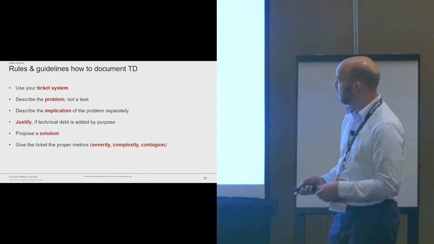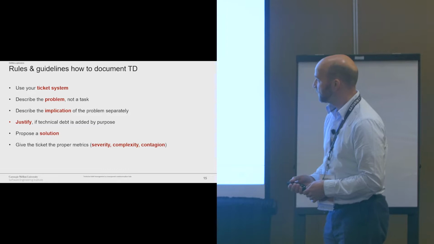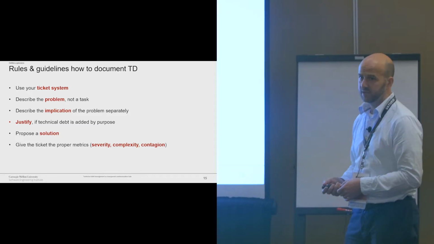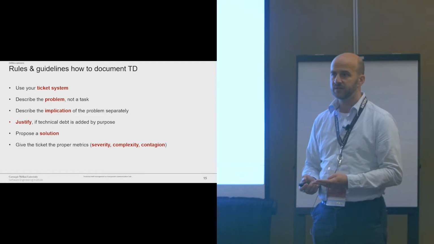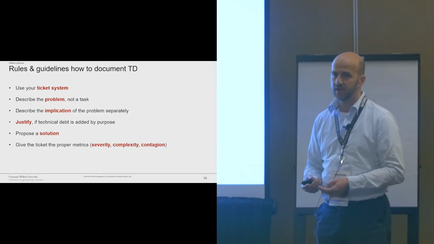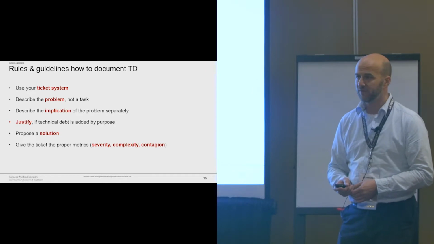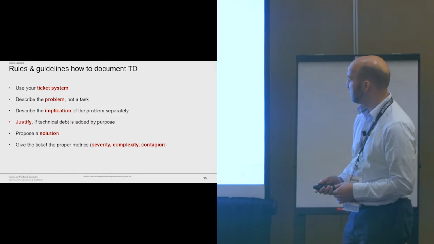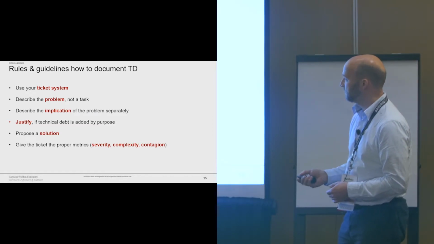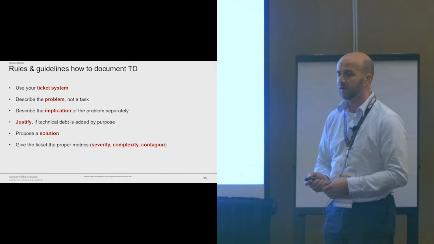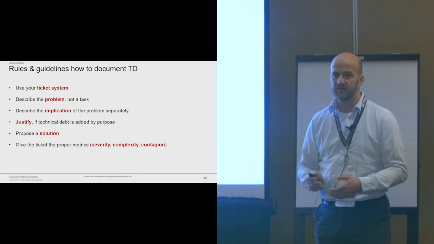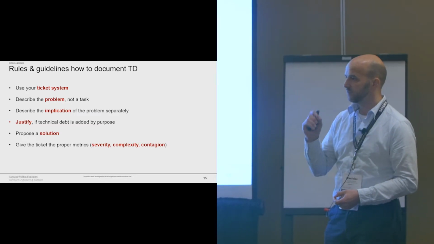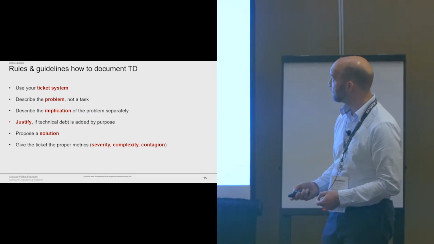Propose a solution and give the ticket the proper metrics. You've already seen severity, complexity, and contagion. Those are the 3 cost factors, and with these 3 cost factors we are able to categorize and prioritize those tickets. And this needs to be really categories or numbers, however, to be able to, at the end, have some statistics and dig into the real problems we have.